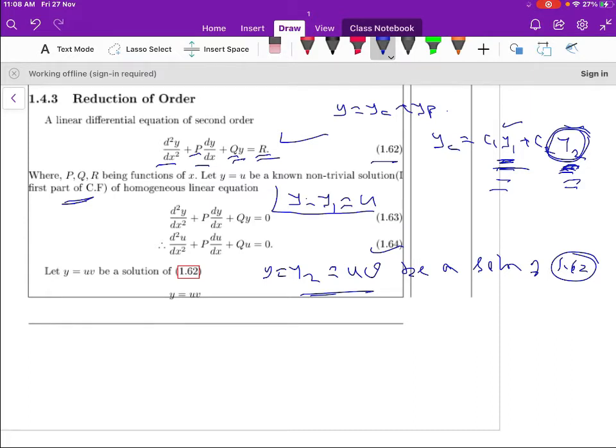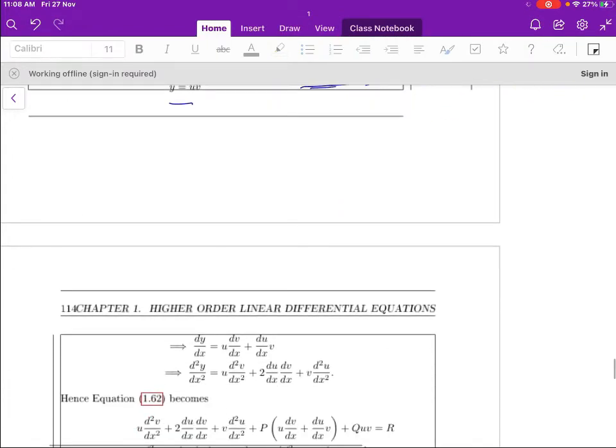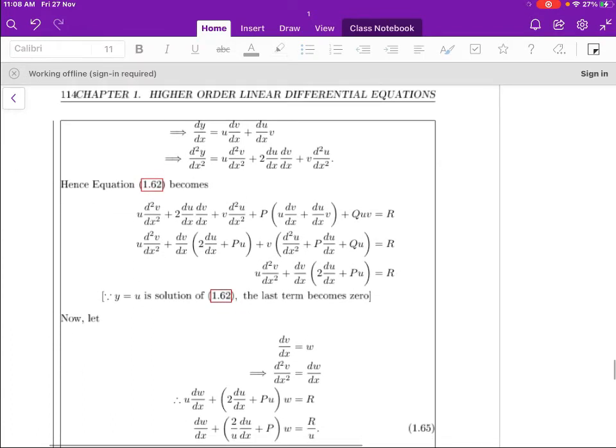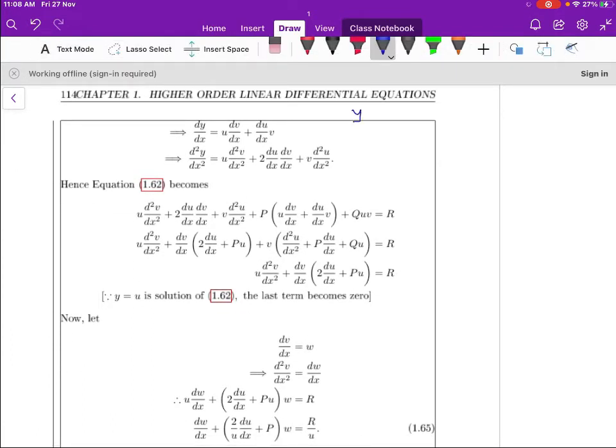To find v, let us take y is equal to uv and substitute it in equation 1.62, and also we have to find dy by dx as well as d square y by dx square. Now differentiate y is equal to u into v with respect to x. Applying the product rule, dy by dx is equal to u into dv by dx plus du by dx into v.